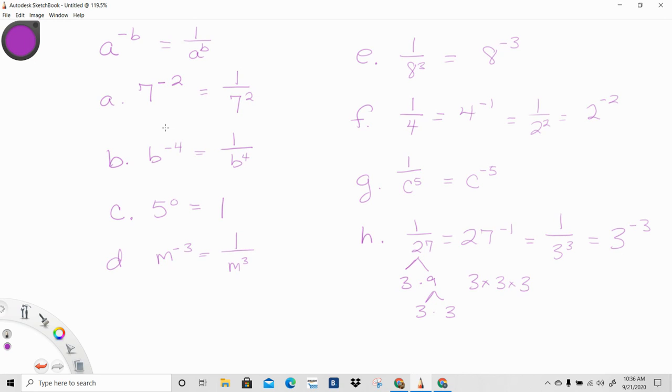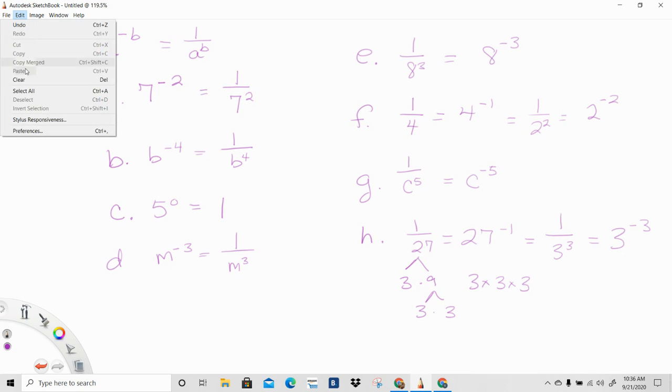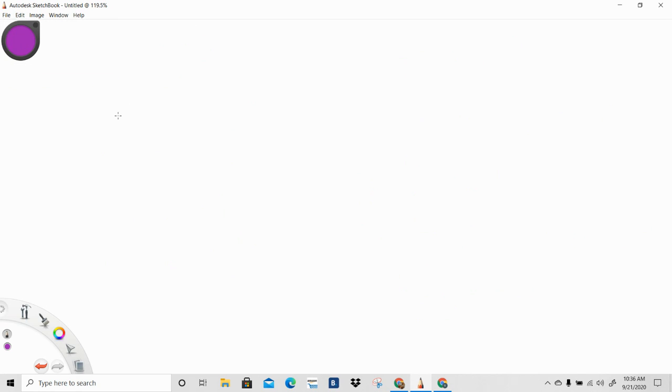Now we're going to look at doing some of our operations with negative exponents. We're still going to be following the same rules, but we are going to have negative numbers to deal with. So we need to remember our rules for negative numbers when we're multiplying and dividing. So let's look at examples J through M.